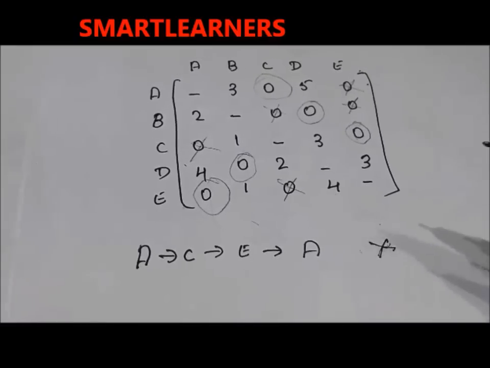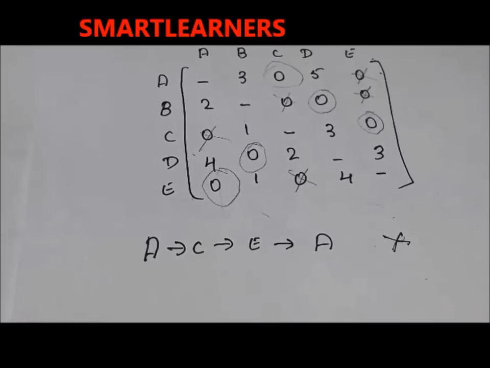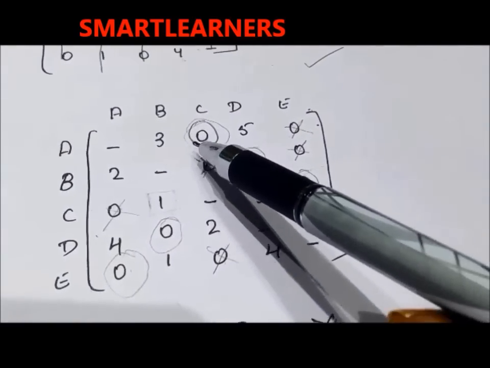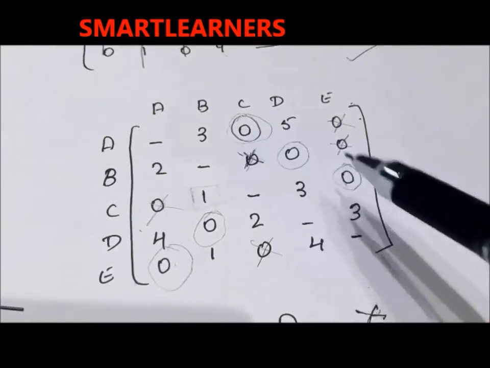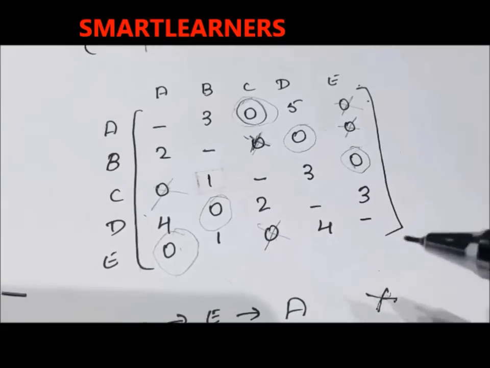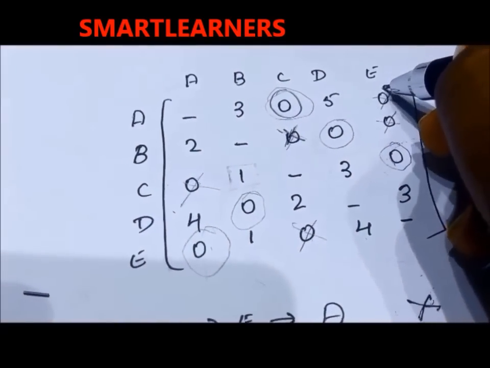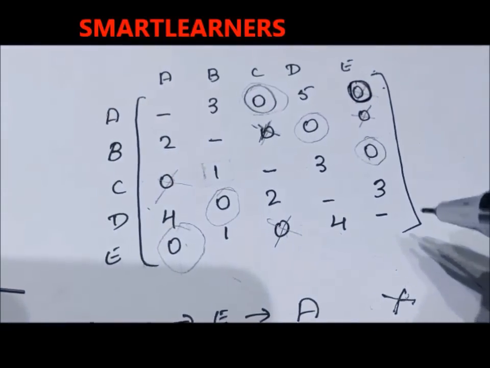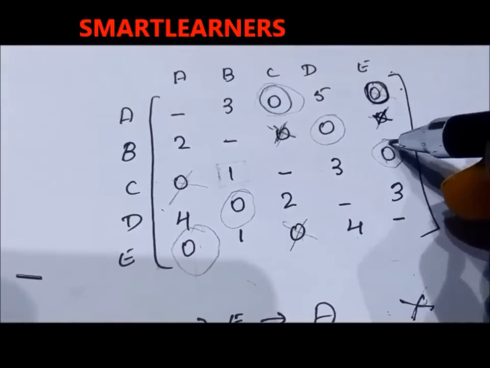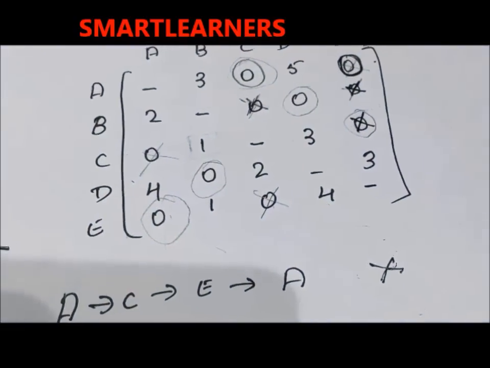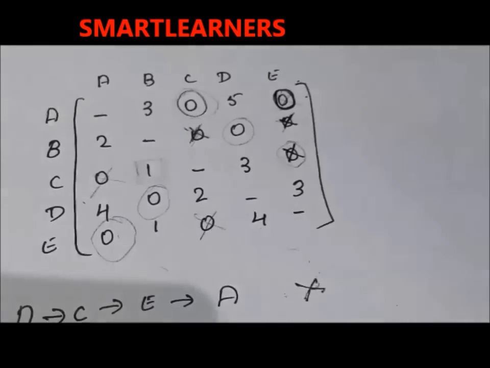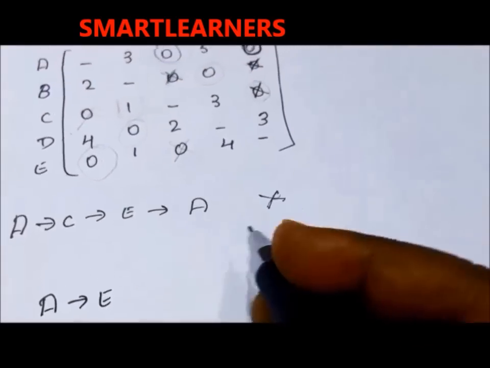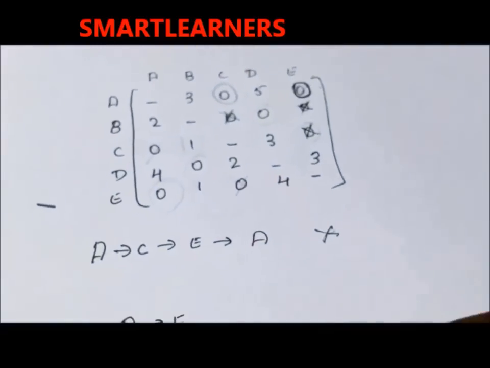So let's go ahead and correct this allocation once again. Now let's check what happens if we choose E instead of C. So let's go ahead and choose E instead of C. In that case we have cancelled out these two zeros. Fine. So now we have A tending to E.